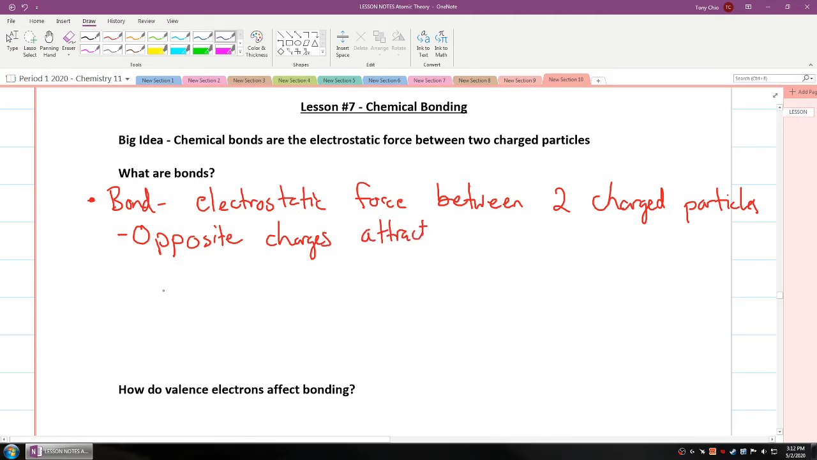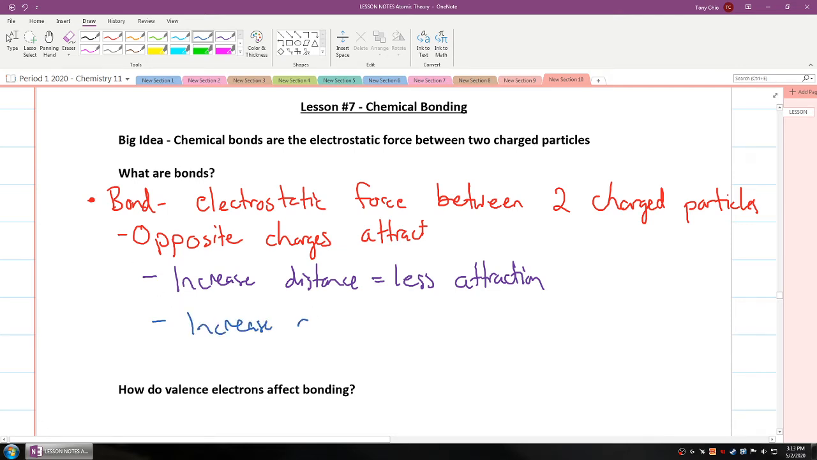And not only that, but you could change how much they attract by distance. If you increase the distance between these charged particles, it's going to lead to less attraction. But what else? If you increase the charge, you actually will have more attraction because the opposite charges will be more attracted to each other.